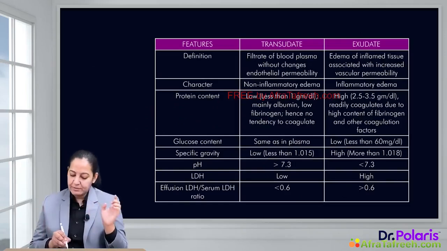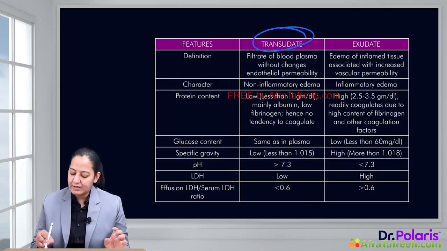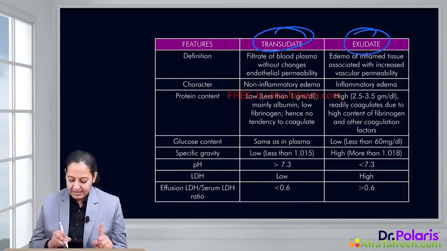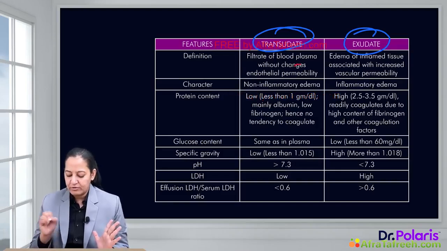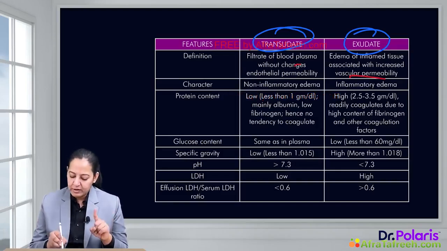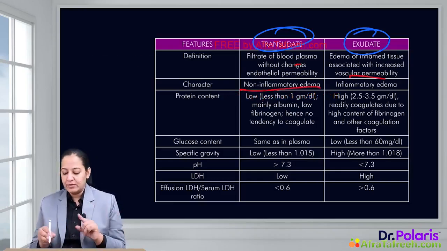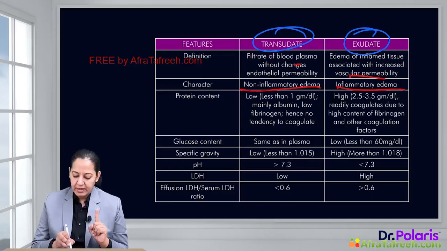You can see the differences between them. You can see there is transudate and exudate, the 2 types of edema. As I have told you, transudate is due to pressure changes, right? And exudate is due to increased vascular permeability. So transudate edema is non-inflammatory and exudate edema is inflammatory. In transudate edema, the protein is low, and in exudate it is high.